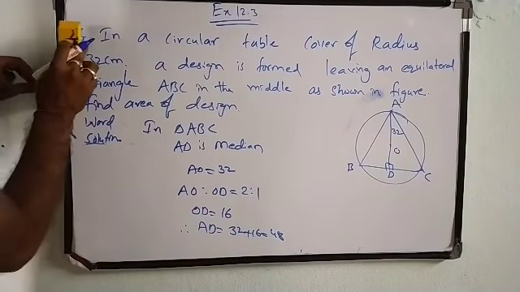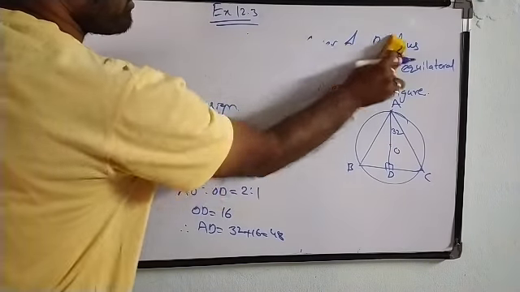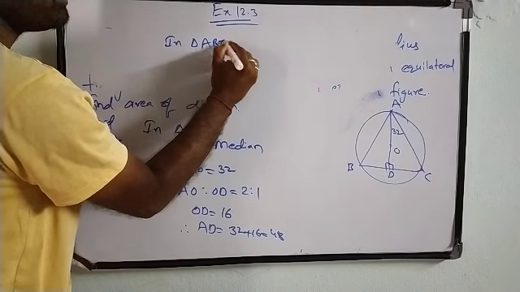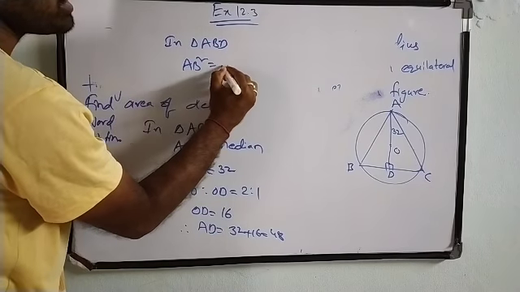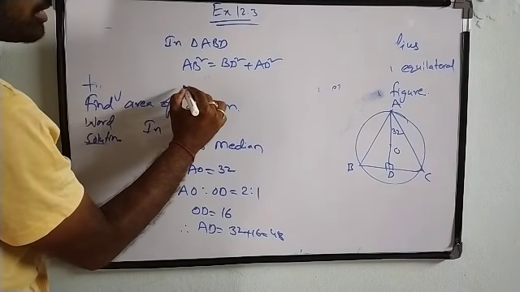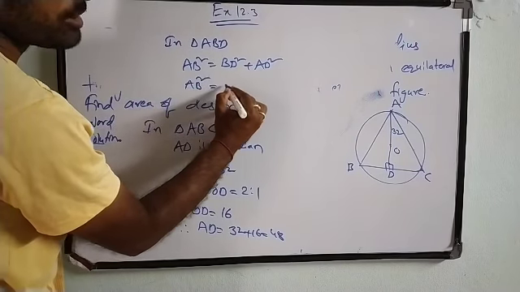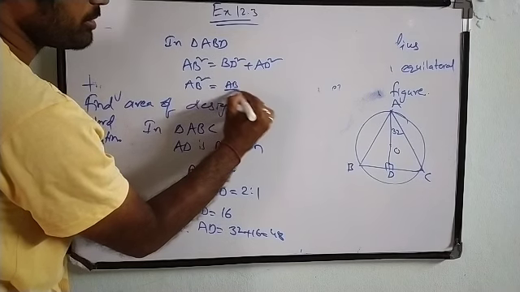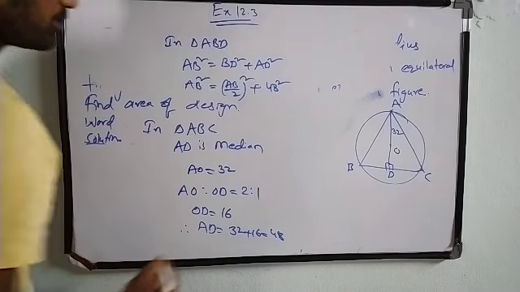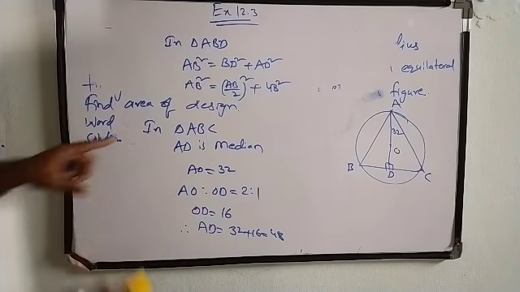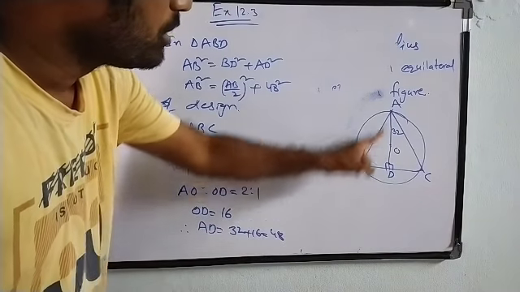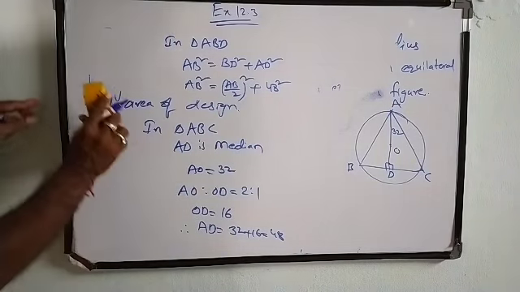Now in triangle ABD, AB square is equal to BD square plus AD square. So AB square is equal to (AB by 2) whole square plus 48 square. Why? Because BD will be BC by 2, and BC can be written as AB. Why? Because in an equilateral triangle all sides are equal.